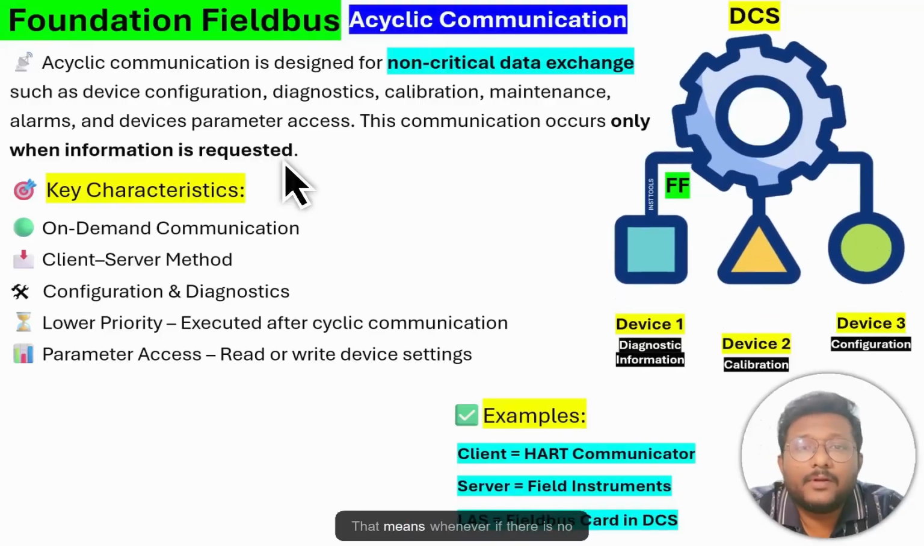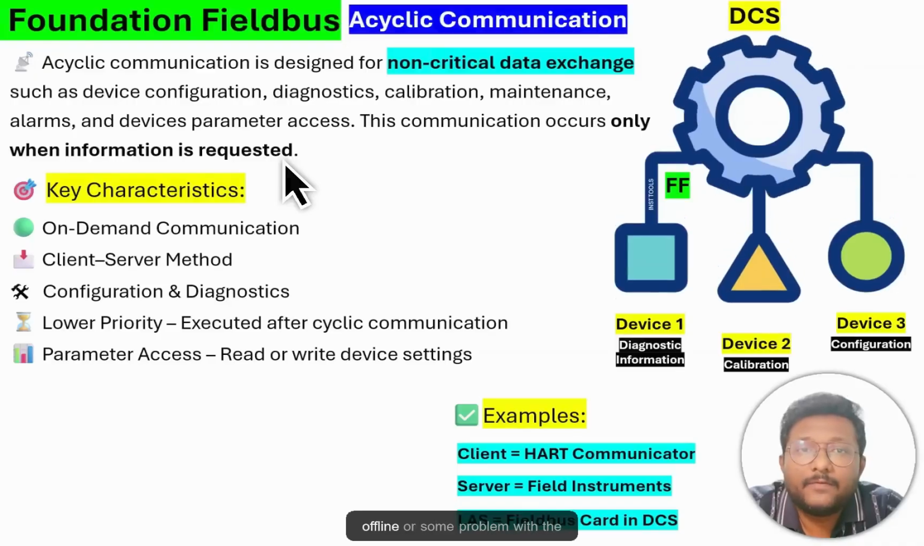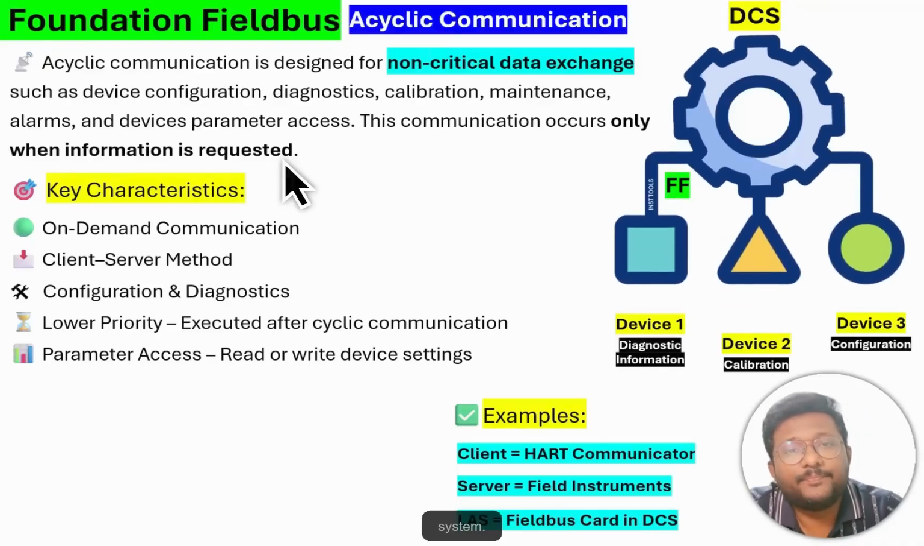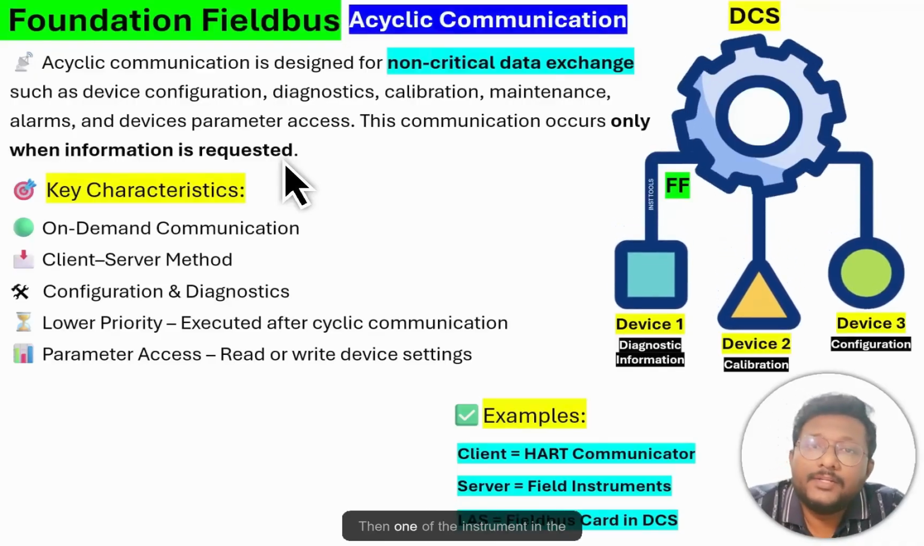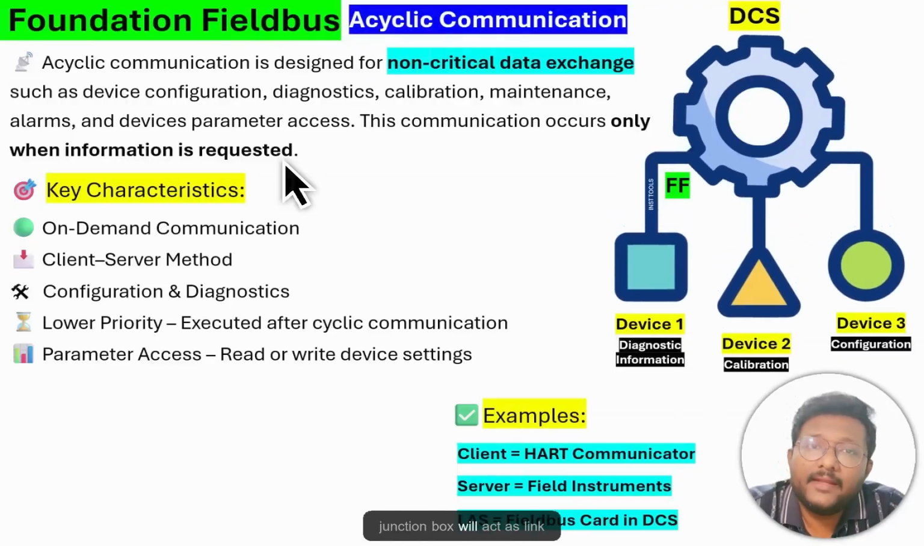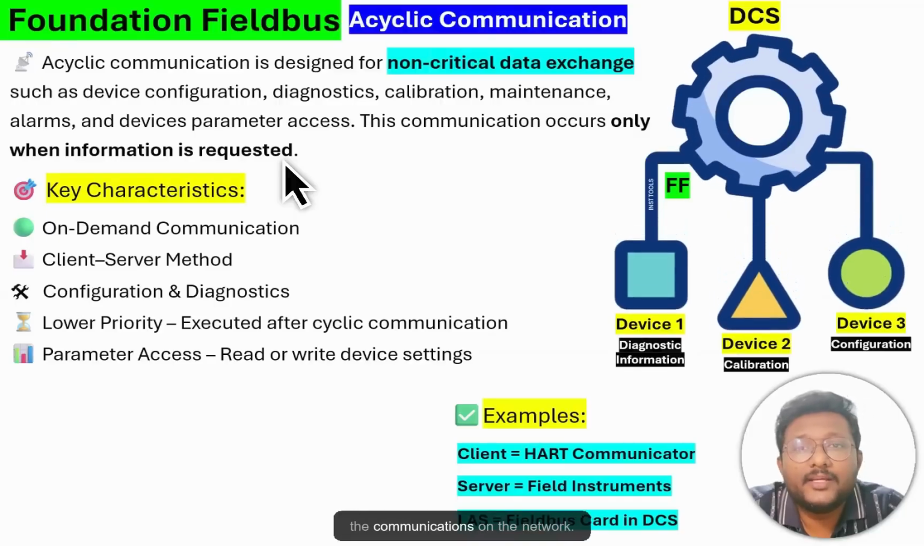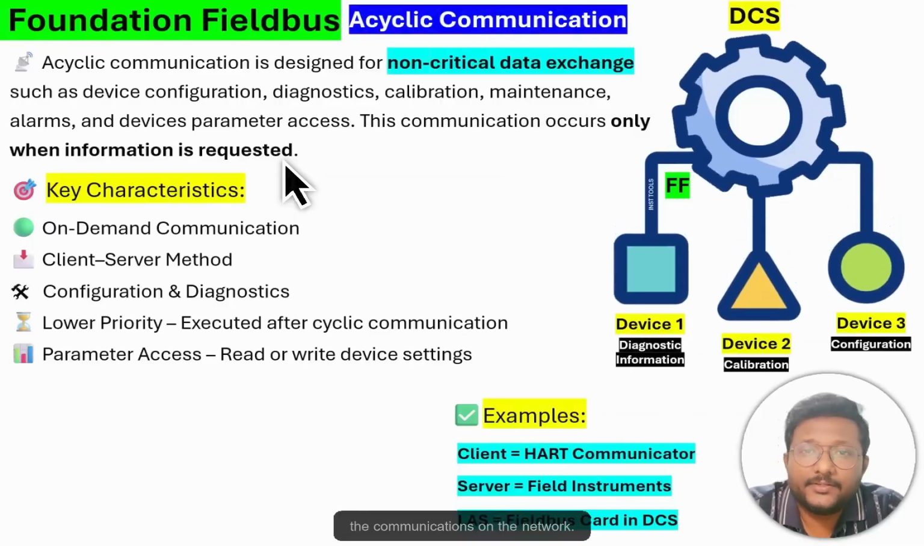That means whenever there is no host available, or your DCS system is offline or some problem with the system, then one of the instruments in the Foundation Fieldbus junction box will act as Link Active Scheduler to manage all the communications on the network.